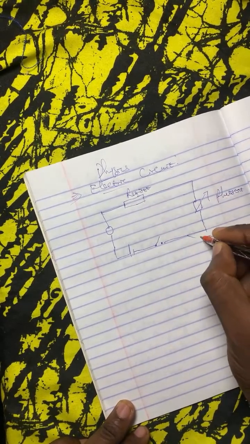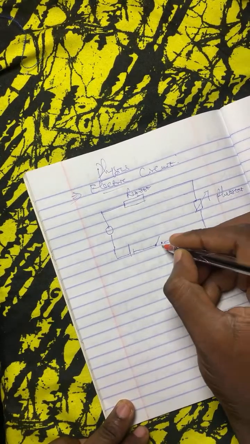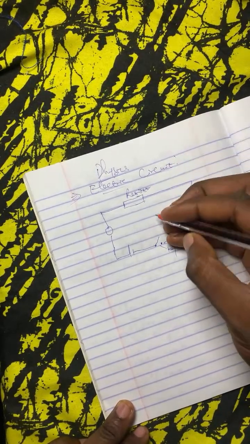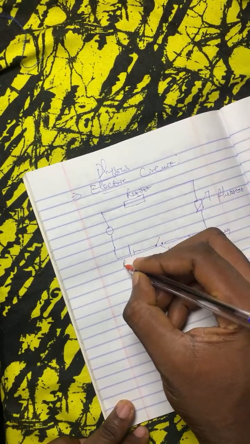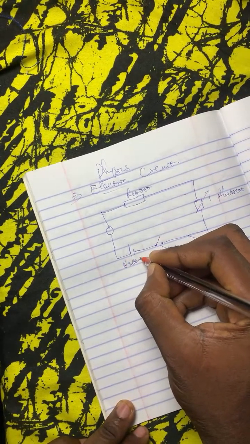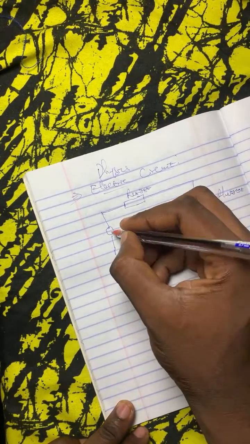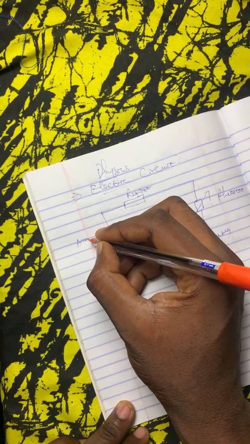Now this can be a conducting wire, right? This can be a key. A key is usually off and on, right? Or if you don't call it key, you call it a switch. And this can be a battery. If you don't call it battery, you can also mention a cell. And this is called what? An ammeter. Now, what is an ammeter?